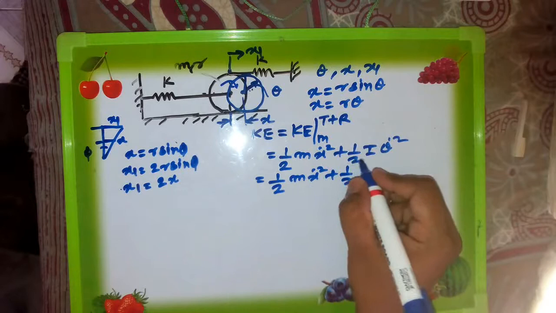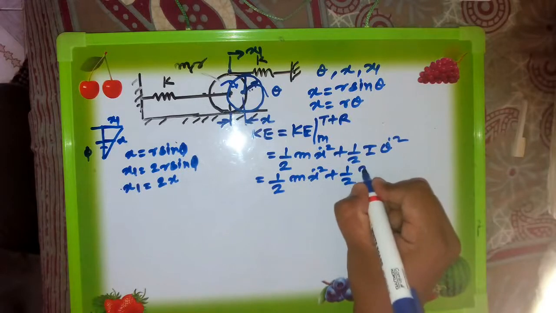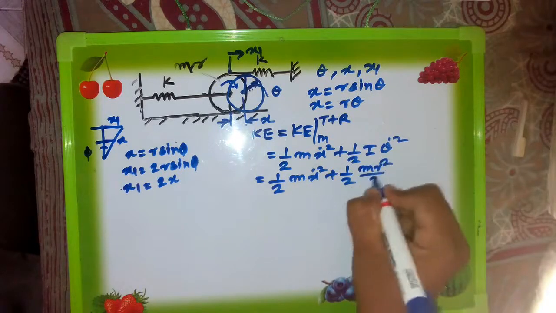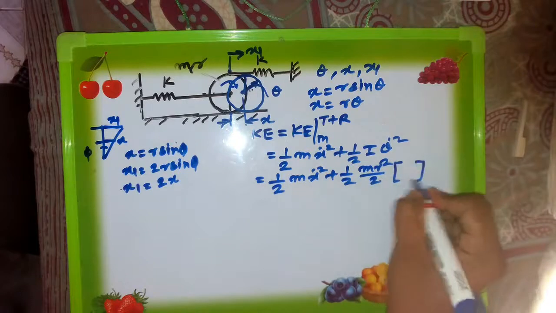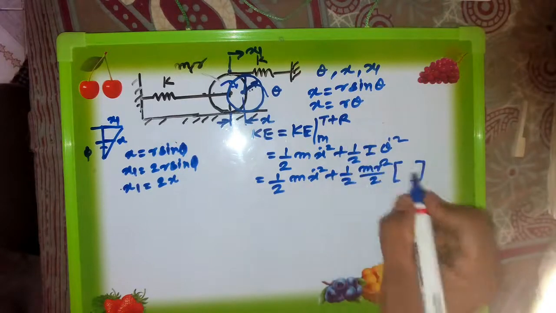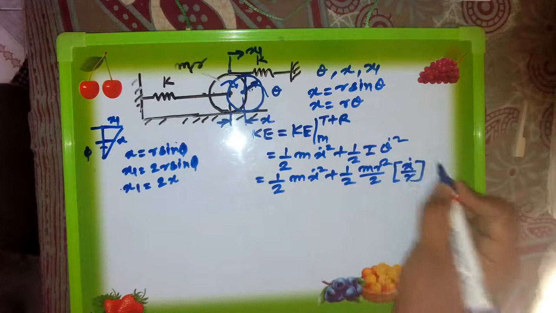What is the value of I in this case? It will be m r squared by 2 into theta. What is the value of theta? So theta is equal to x dot upon r, bracket square.